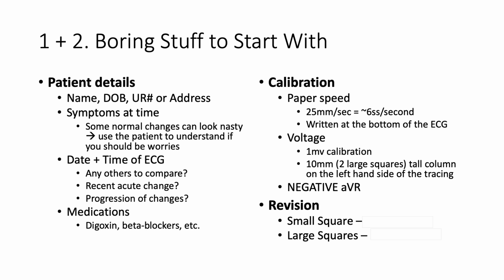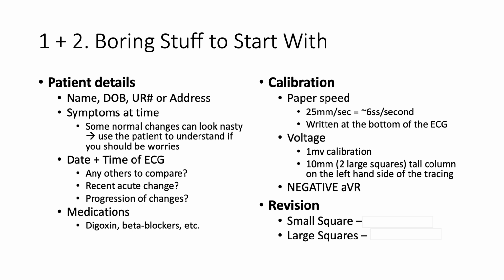So I went through that. The date and time of the ECG. So is there anything else to compare to? Is this a really acute change? And is there any change over time? That's quite important. If you see a patient who just has T-wave inversion, you're going to make sure that that's not getting worse and it isn't becoming a STEMI. If they're on any medication, so if a patient has a really slow heart rate, maybe it's pathological, maybe it's iatrogenic, maybe it's because of us.